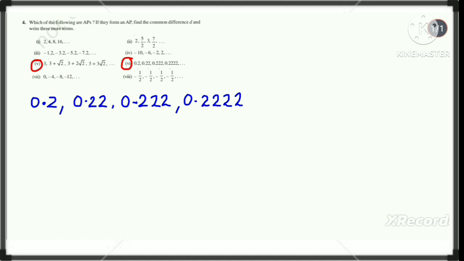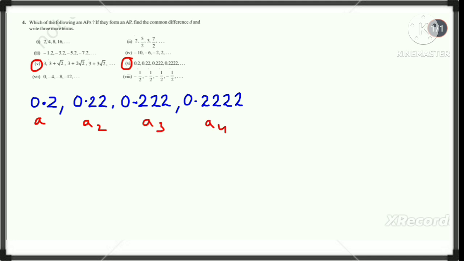Now question number 6, and here the sequence of numbers is 0.2, 0.22, 0.222, 0.2222, and here this is A1 and this is A2 and this is A3 and this is A4.